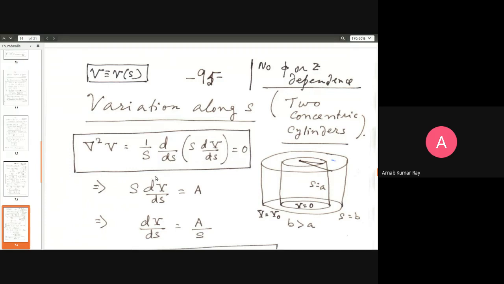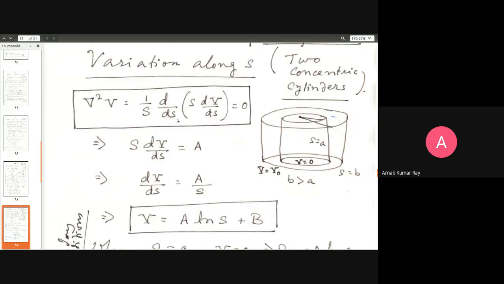Let us see what we can do. First, (1/s) d/ds of (s dV/ds) is equal to 0. 1/s is in general not equal to 0. But if this into this d/ds of whatever is equal to 0, then it means that d/ds of (s dV/ds) is equal to 0. Therefore, s dV/ds must be a constant quantity. s dV/ds is equal to A. Capital A is a constant quantity.